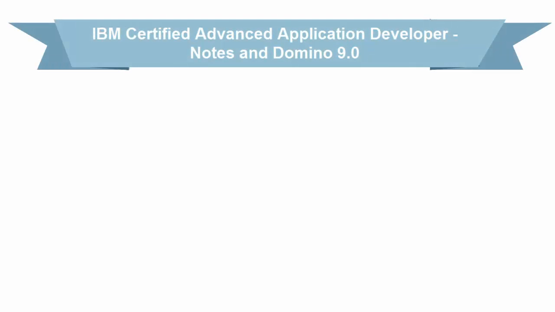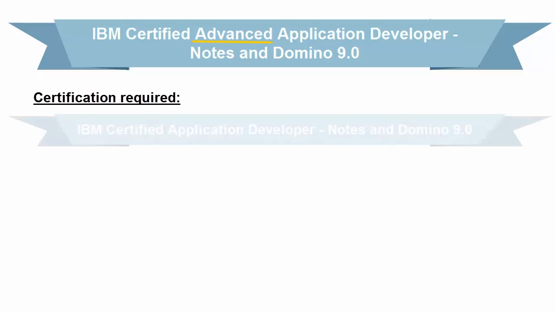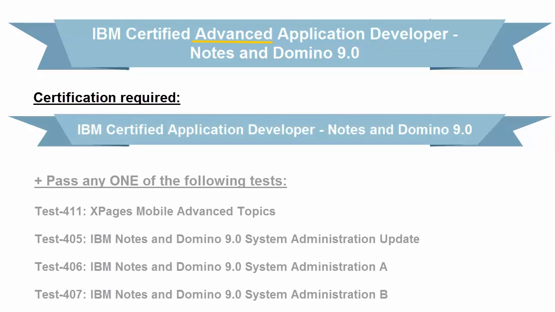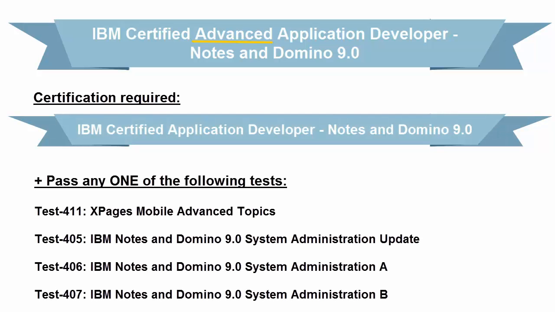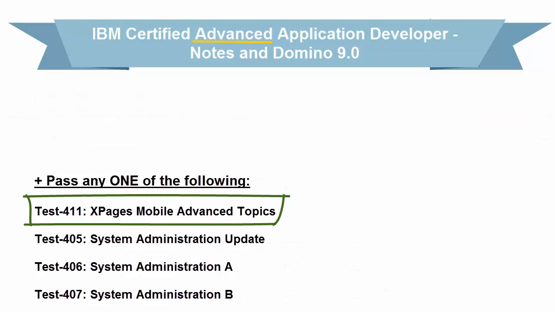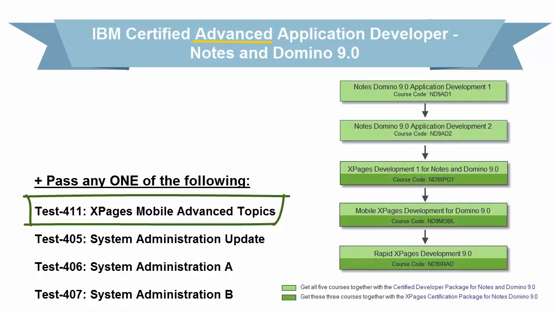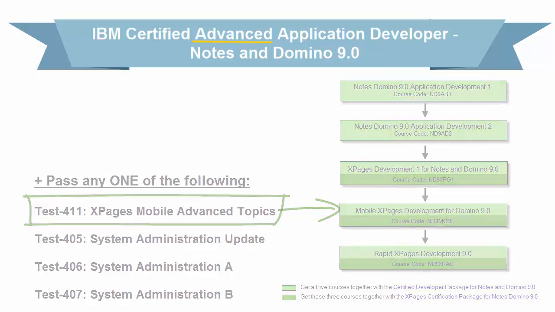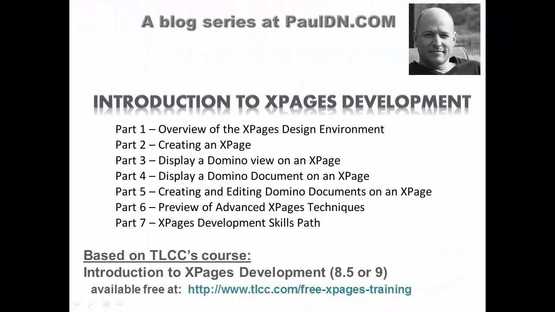To become certified as an IBM Certified Advanced Application Developer, first achieve the IBM Certified Application Developer level, and then pass any one of the System Admin exams for Release 9, or pass the Test 411 XPages Mobile Advanced Topics exam. The good news here is all of the objectives for the Test 411 exam are covered in our Mobile XPages course, and that's already included in our 2 certification packages. And that concludes this 7-part video blog series, Introduction to XPages Development.